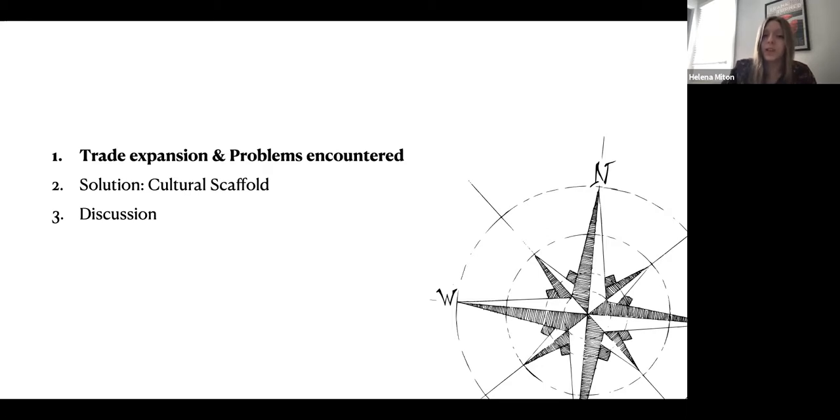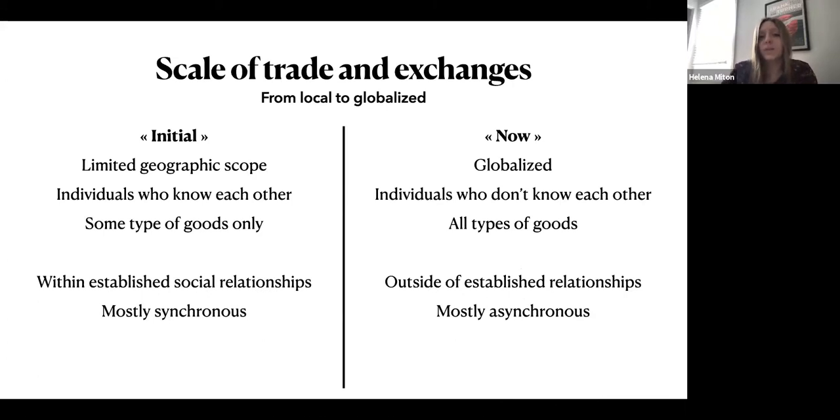Starting with the expansion of trade and which kinds of problems were encountered, you can have this really rough picture of scale. It starts as pretty local with a limited geographic scope, occurring between individuals who knew each other and exchanging only some specific types of goods. It's also taking place within established social relationships, and it's mostly synchronous. It moves to something more globalized, a description of the contemporary world, where most commercial exchanges occur between individuals who don't know each other, and it involves pretty much all types of goods. It also occurs outside of established relationships, and it's mostly asynchronous.